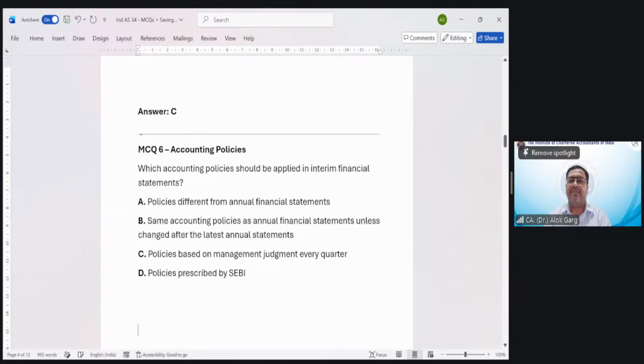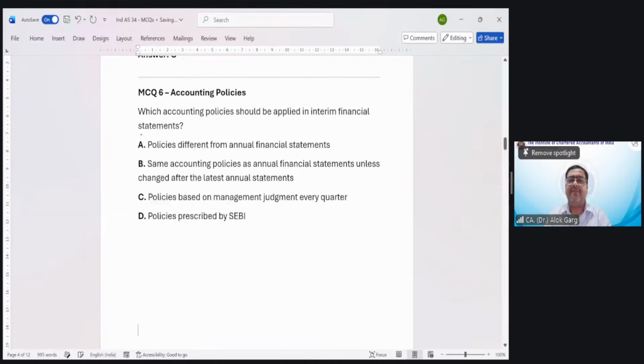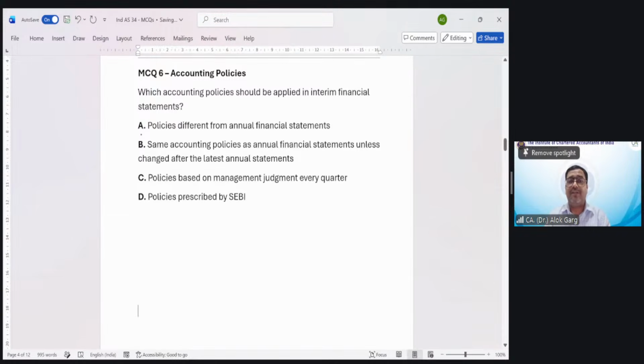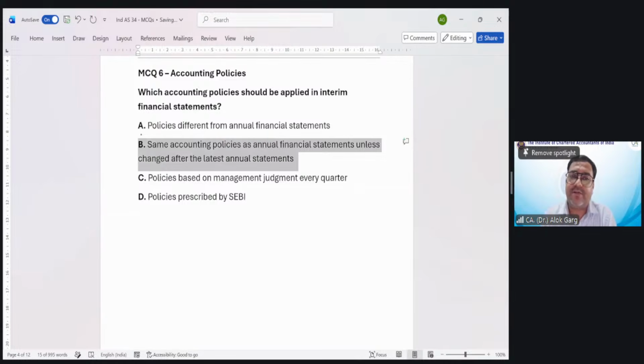Which accounting policies should be applied in interim financial statements? Option A: policy is different from the annual financial statement. Option B: same accounting policies as the annual financial statement, unless changed after the latest annual financial statement.